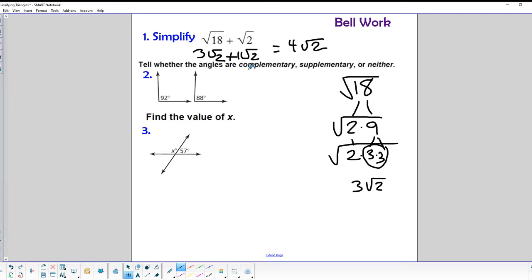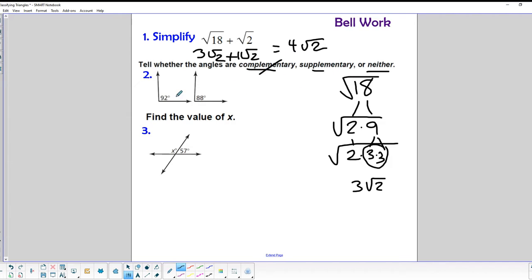Okay, tell whether the angles are complementary, supplementary, or neither. So in order for them to be complementary, the two have to add up to 90 degrees. Well, this one's already bigger than 90, so if we added them together, we know it would be bigger than 90, so it's not complementary.